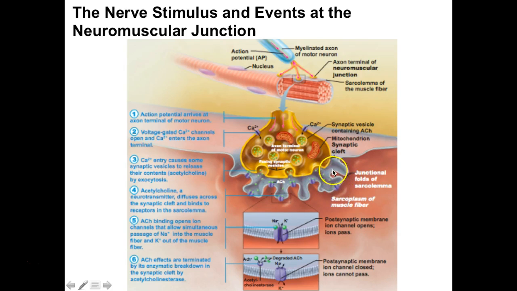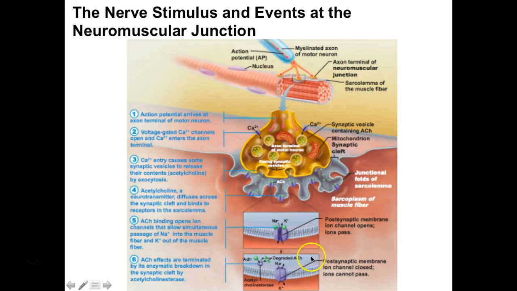This is also called a motor end plate on our muscle. Okay, so at this site, we zoomed in here for you to see, we are going to have our acetylcholine causing sodium to move in and potassium to move out. When that happens, we get an action potential.